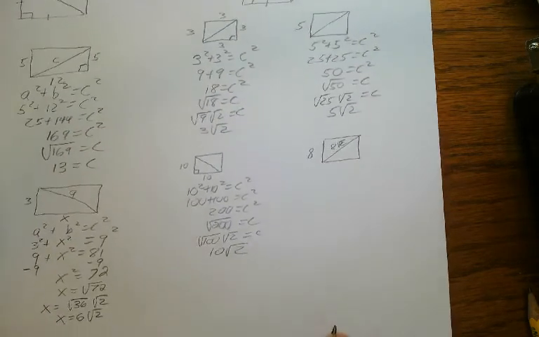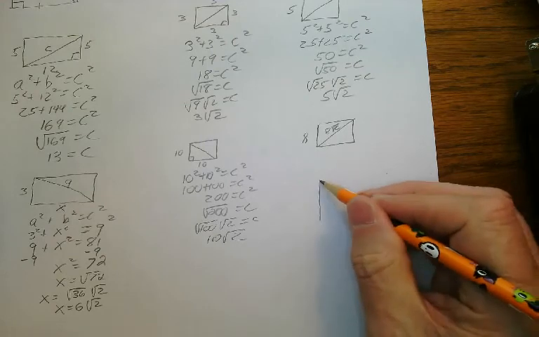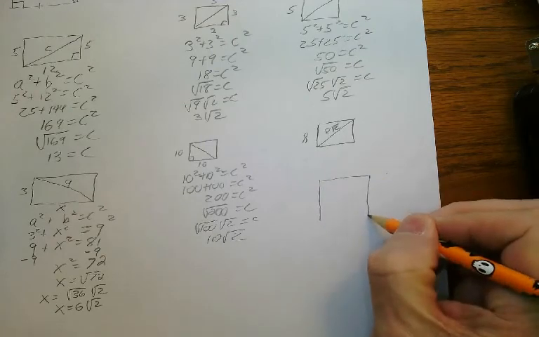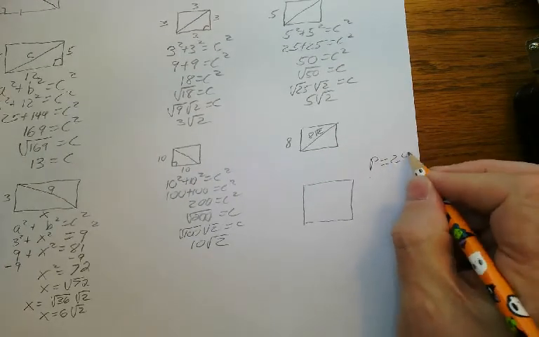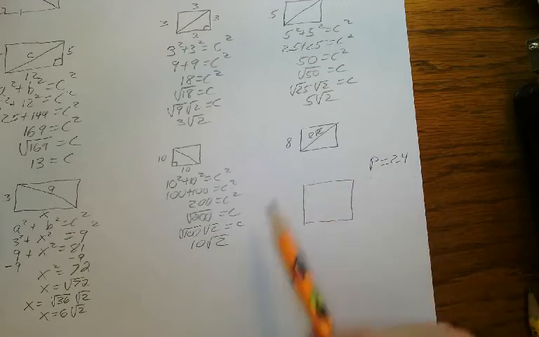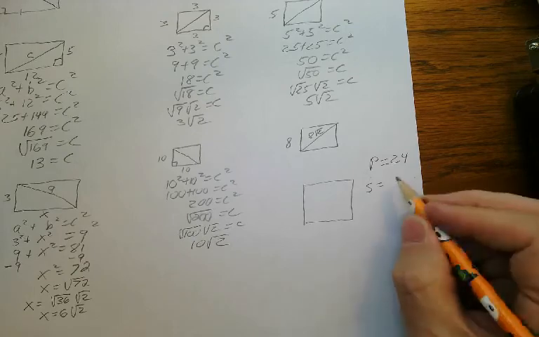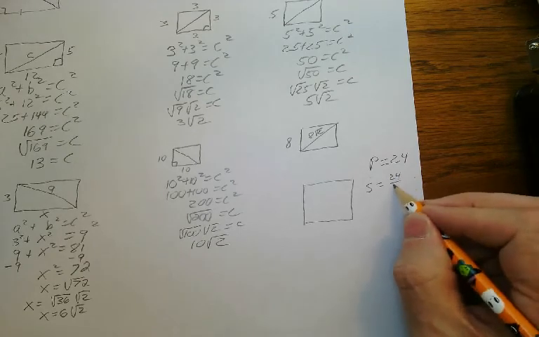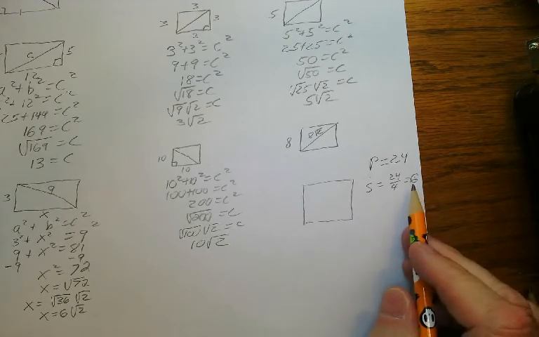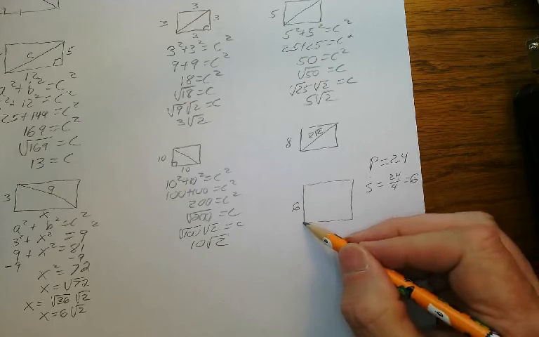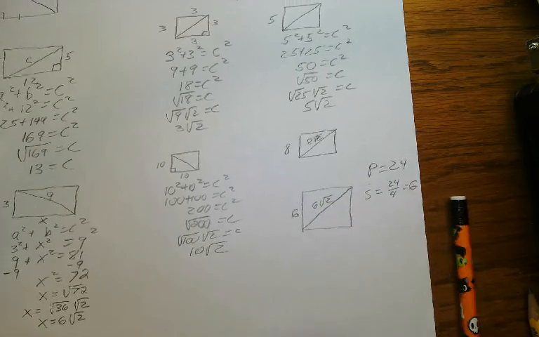The only little twist you may get with a square is instead of the side, they may give you the perimeter. Let's say the perimeter is 24. The perimeter is the sum of all 4 sides. All 4 sides are equal. So if I take 24 and divide it by 4, I'm going to get 6. The side s is equal to 6. Well, if the side is 6, what's the diagonal? Guess what? 6 square root of 2. Correct.